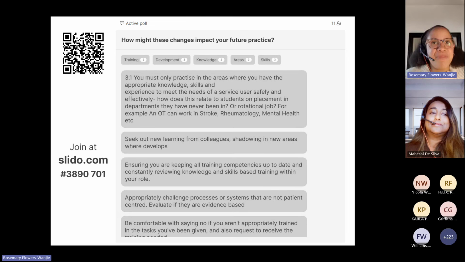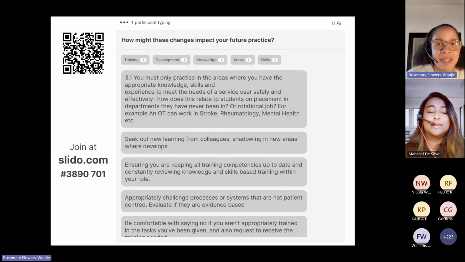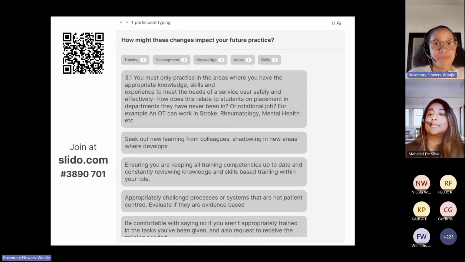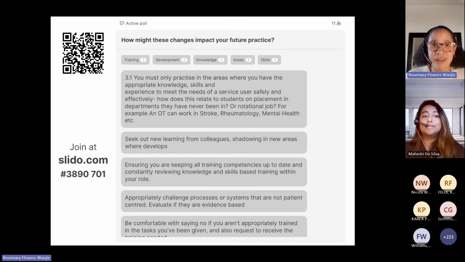Also, I've missed it now, but someone also said being comfortable with saying no if you aren't appropriately trained in the task that you've been given, and then to ask for additional training if somebody continues to ask you to carry out those tasks. And again, in those situations, you can refer to your standards. You can just say, standard 3, it says I cannot do that. If I do that task and I don't have the skills, experience, and knowledge to do it, then I could lose my registration. So no.